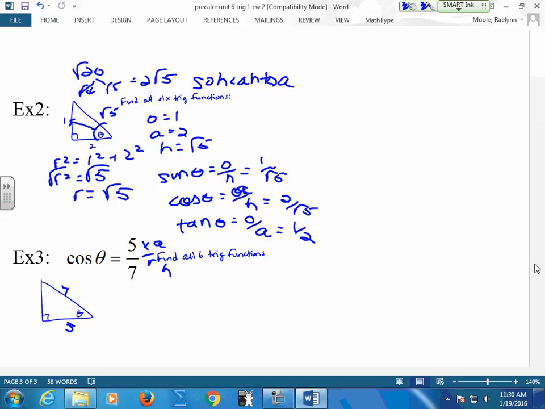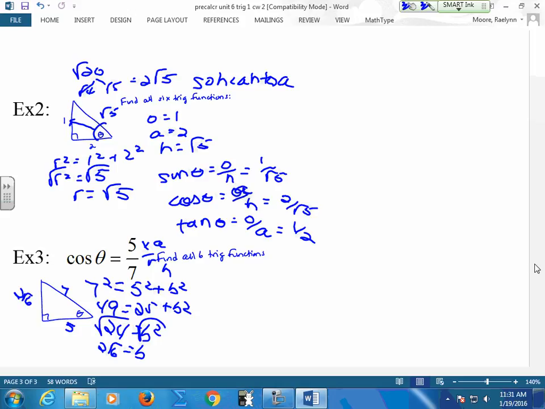Be careful when you find the missing side, because this one is 7 squared, 5 squared plus b squared. Subtract it, and again, you have to reduce this. So 2 radical 6 is your b. And then find all your pieces. You're okay from there? Once we find them all?